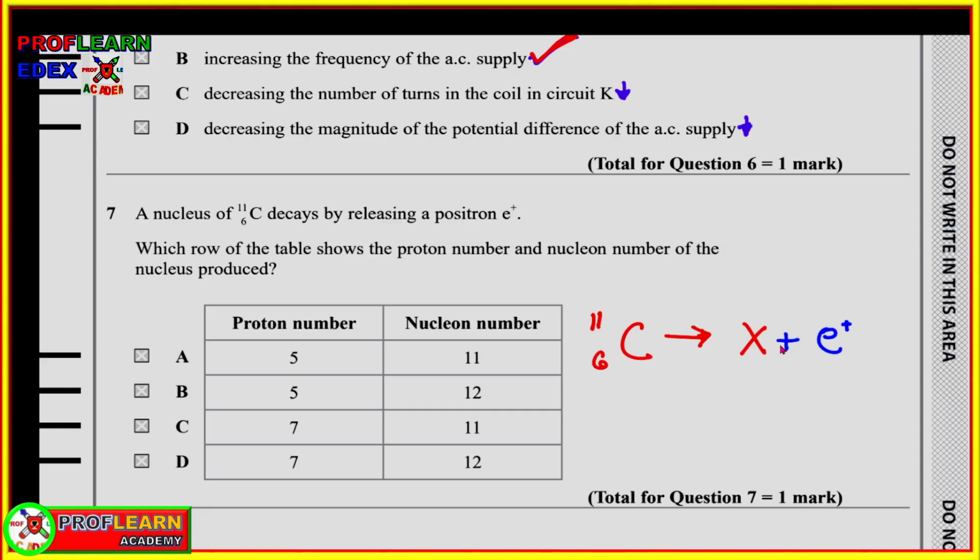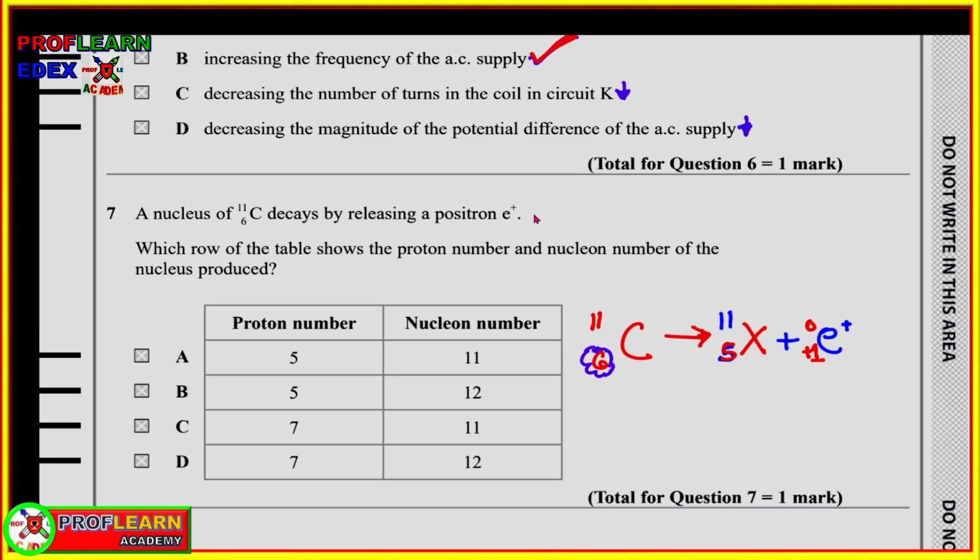So if we're going to look at that, we're going to say this is going to remain 11, but the proton number is going to decrease by 1. So here we shall have 5, because ideally here we shall have 0, and then we shall have positive 1 down here. So which means that if you have 5 here, it will mean that 5 plus 1 will give you the 6 that we were having at this given point.